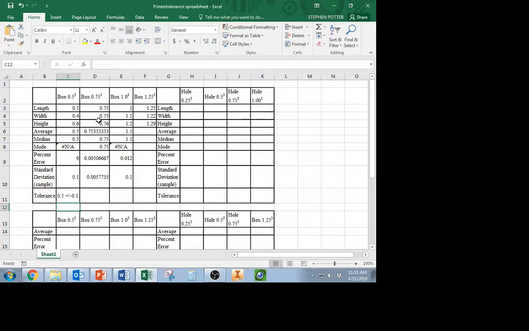For our second one here, our average is, let's see, what was our average? Our average was 0.753, but in the upward direction, or 0.1, but we don't have any deviation in the negative direction.